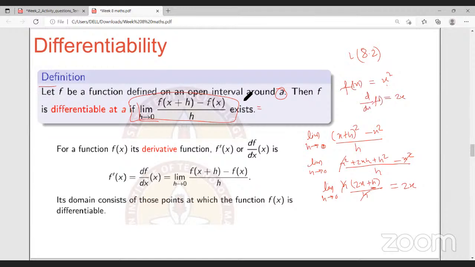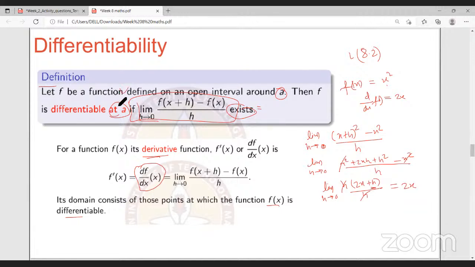Right, sir. So if this limit exists, it means this particular function is differentiable at point a, and that value will be equal to that limit value. It is denoted by f dash also. You can call it f prime also, and this is also df by dx. This is also notation for derivative. So this is a simple thing. The domain consists of those points at which the function f of x is differentiable. This is a simple, basic thing. Just remember this formula.